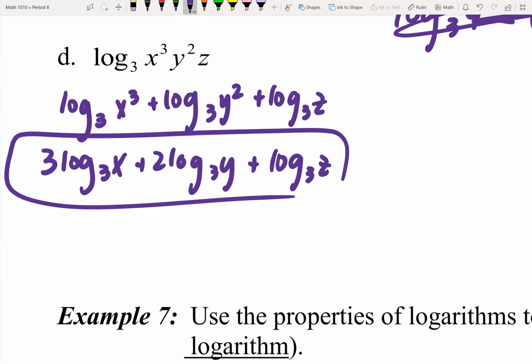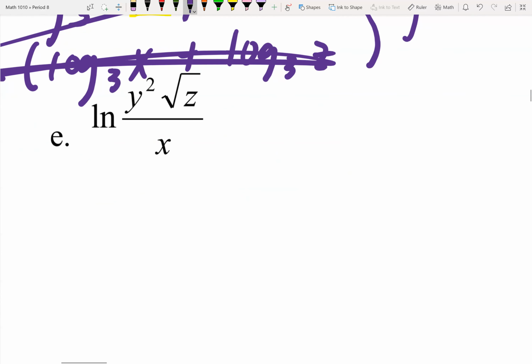Who says this expansion stuff is easy? Raise your hand if you feel like that. Yeah, it's easy. You just have to know the rules. That's it. Okay, look at the next one.